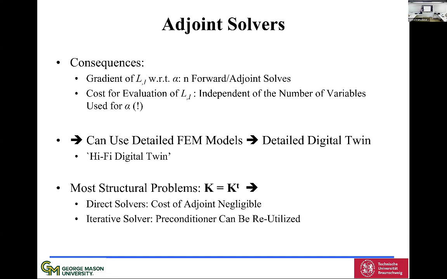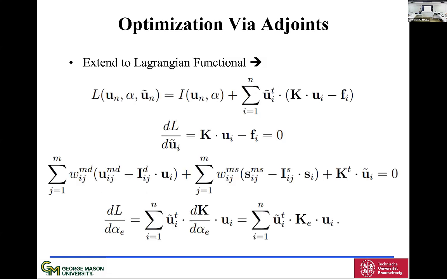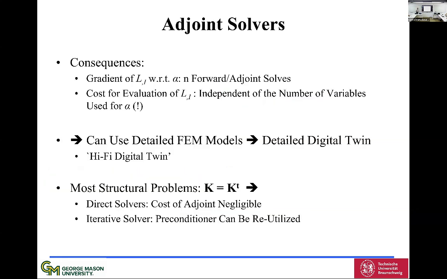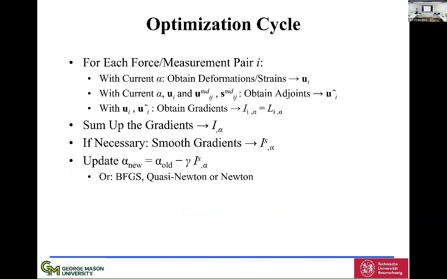Of course, for most structural problems, we know that this matrix is symmetric, and if it is symmetric, then these are very cheap. The other thing is that if I can use a direct solver, then I only have to invert this matrix once, and so it's relatively cheap. You have more forces in or more sensors or something like that.